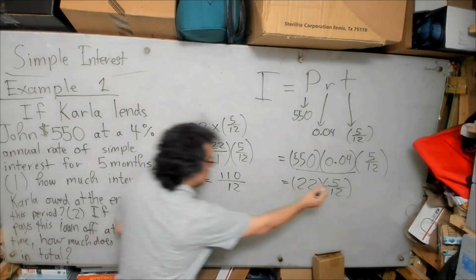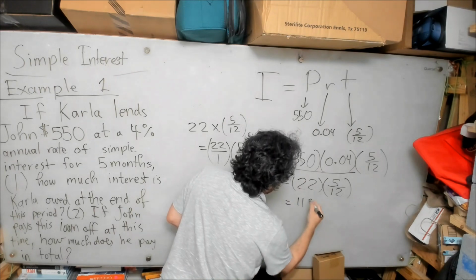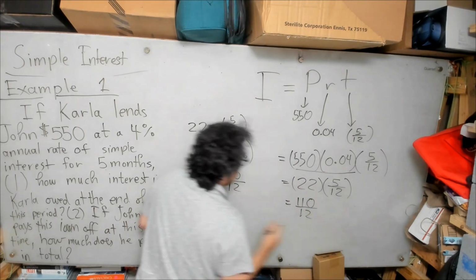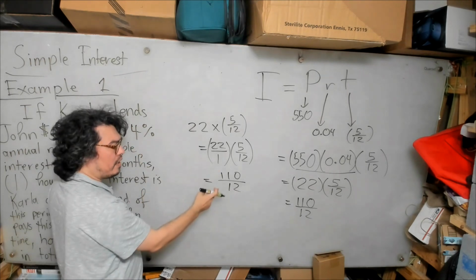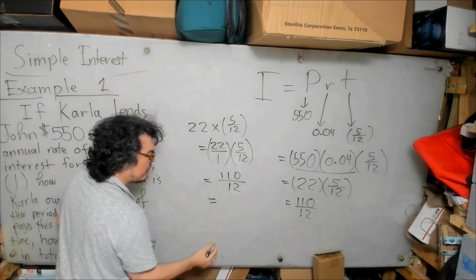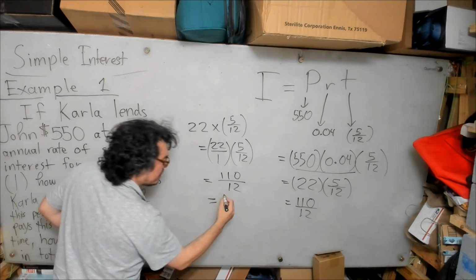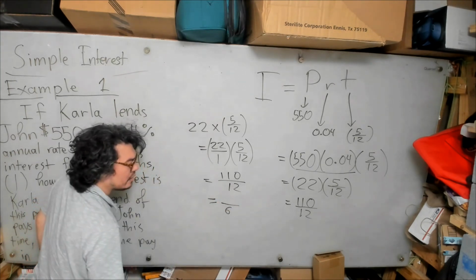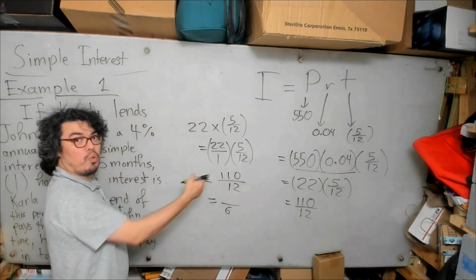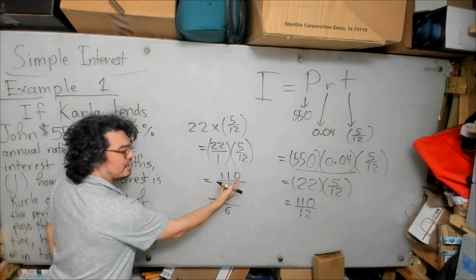So this product is 110 over 12. Okay. Now, I can divide the top and the bottom of this by 2, and that'll give us, the bottom will be 6, because 12 divided by 2 is 6. But what about 110? Oh, by the way, how did I know 110 could be divided by 2? Because the last digit is 0.